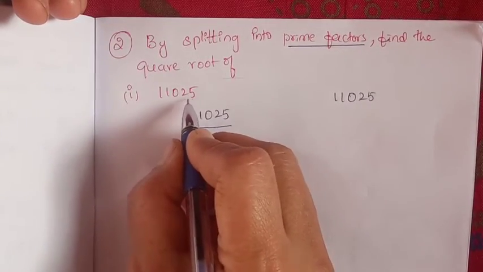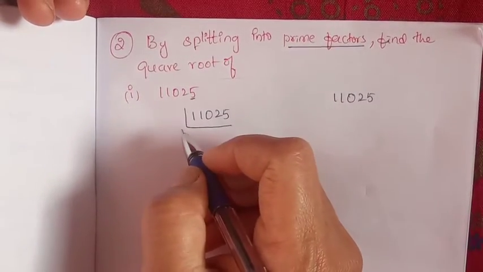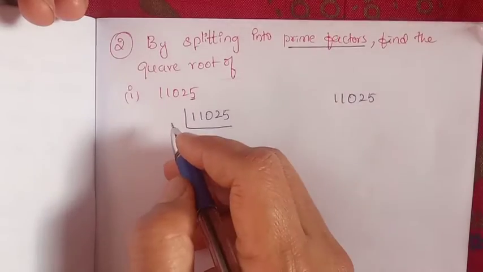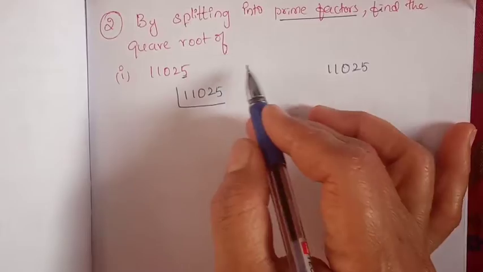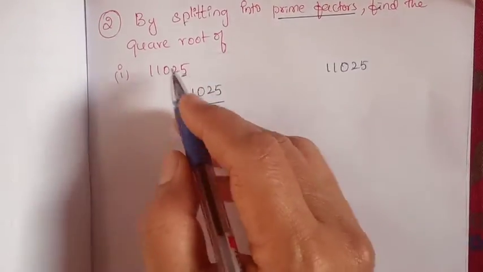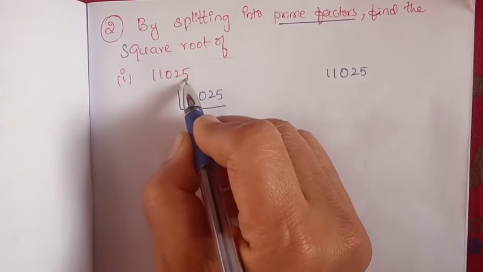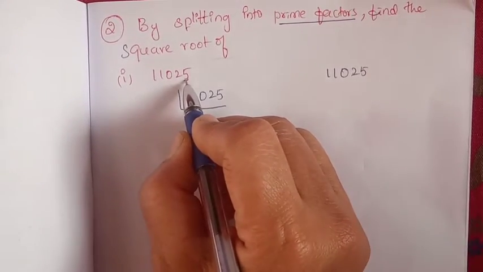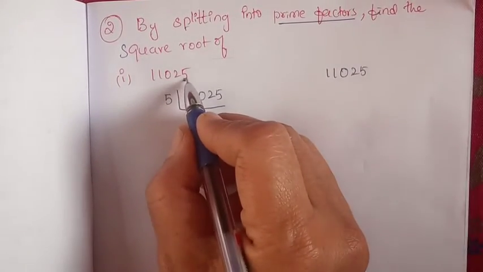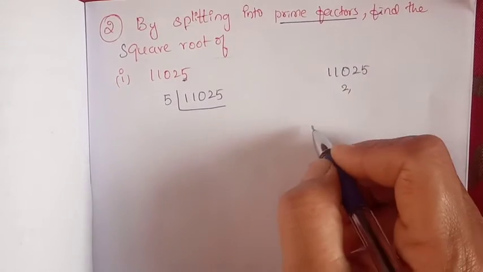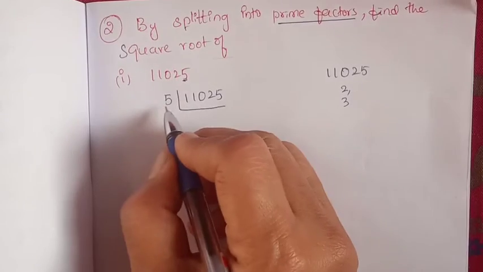So, children, whenever you are going to split into prime factors to find the square root, you just check the units place number. If it is 5 or 0, you start by dividing by 5. If it is an even number, better you start with 2. If it is an odd number, 3. Okay, let us go with 5.